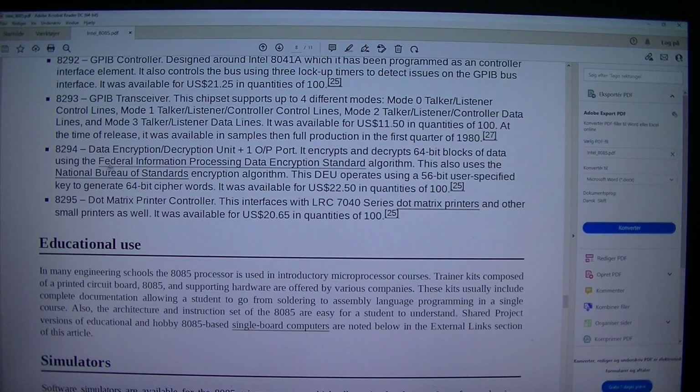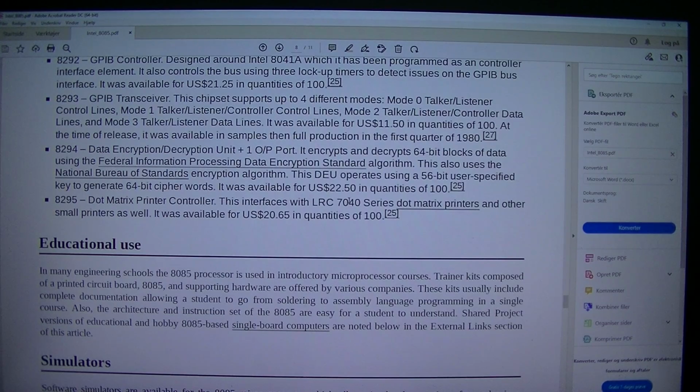8294 data encryption/decryption unit plus I/O port. It encrypts and decrypts 64-bit blocks of data using the Federal Information Processing Data Encryption Standard algorithm. This also uses the National Bureau of Standards encryption algorithm. This device operates using a 56-bit user-specified key to generate 64-bit cipher words.